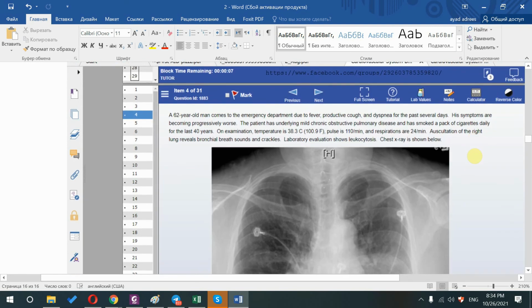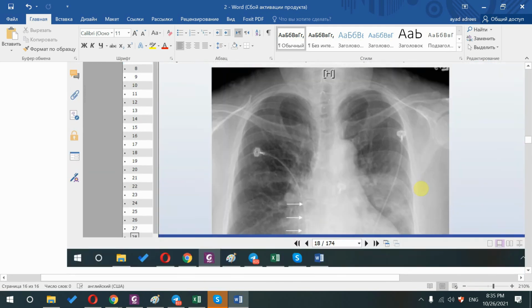A 62-year-old man comes to the emergency department due to fever, productive cough, and dyspnea for the past several days. His symptoms are becoming progressively worse. The patient has an underlying mild COPD and has smoked tobacco cigarettes daily for the last 40 years. His temperature is high, his pulse is high, his respirations are fast. Auscultation of the right lung reveals bronchial breath sounds and crackles. Laboratory evaluation shows leukocytosis.